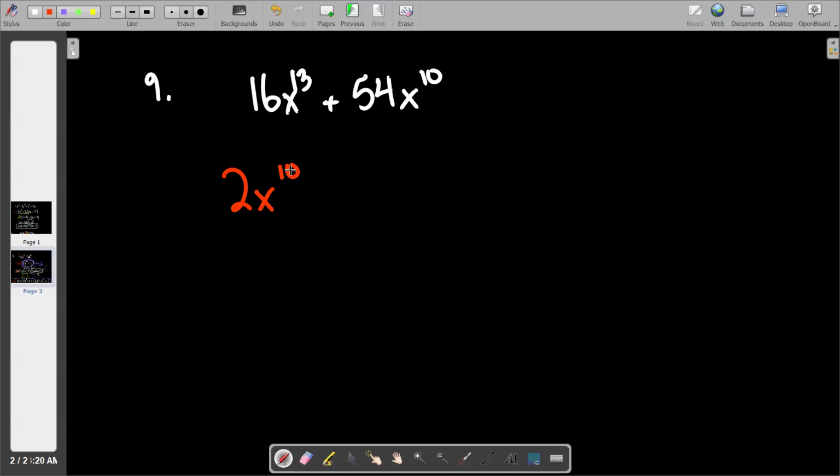Someone earlier yesterday and I were talking about how do you know what the GCF is, and it's just a comparison game. This one has 13 x's and this one has 10, so you just take the smaller one, right? If there's like 3 x's, just take the smallest. That's always going to be the GCF.